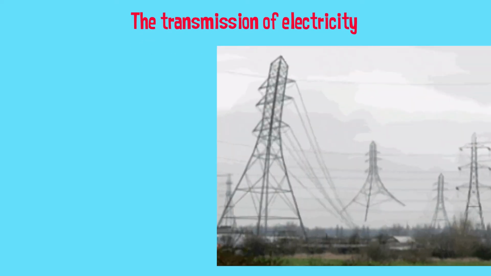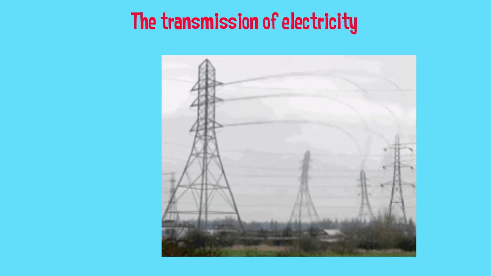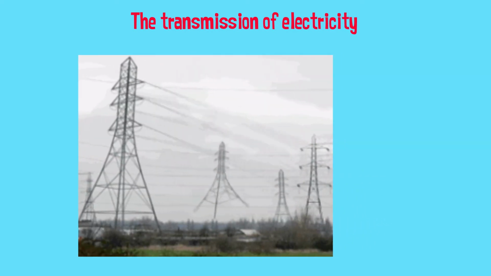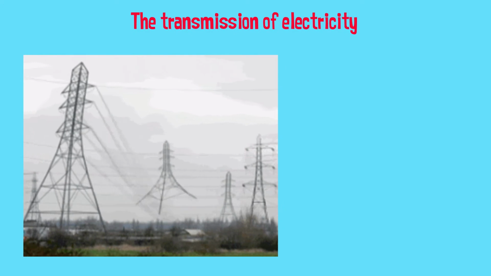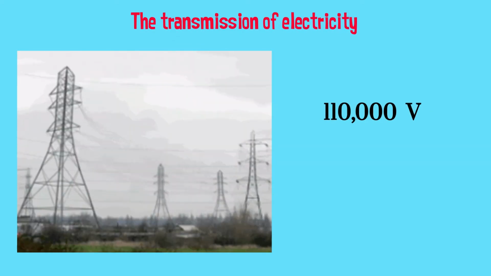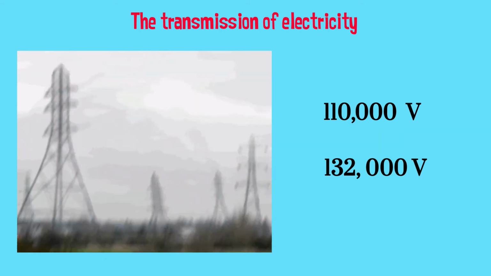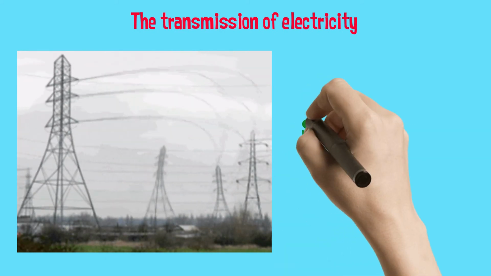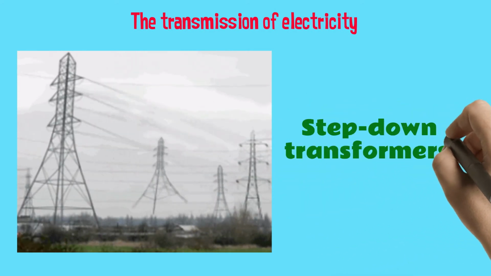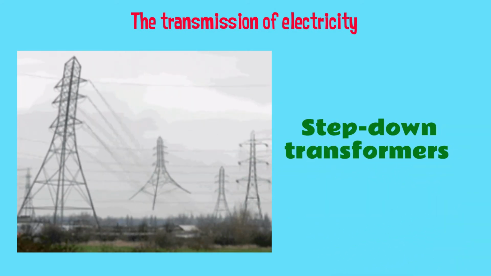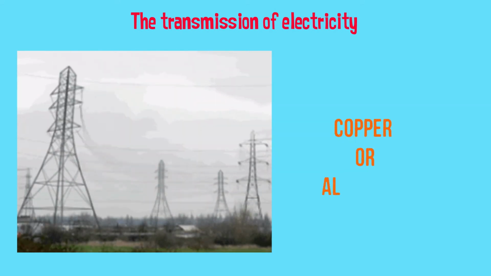In the transmission of electricity, electrical energy is transferred from power station to consumer using long transmission cables or power lines. Electrical energy is transmitted at a high voltage and using alternating current. A step-up transformer which increases the voltage to as high as 110,000 or 132,000 volts is used, and a step-down transformer functions to decrease the voltage before being delivered to consumers. For your information, the long thick cables used as transmission lines are made of copper or aluminum.